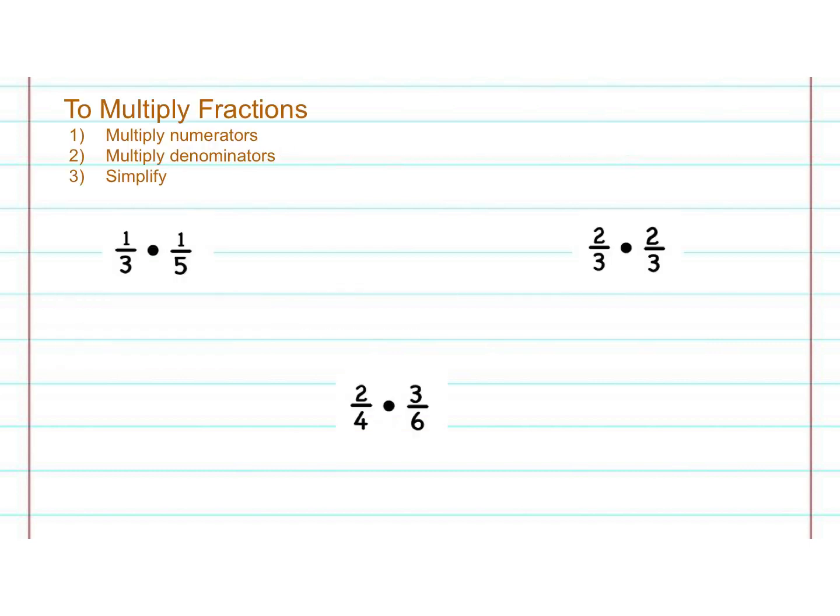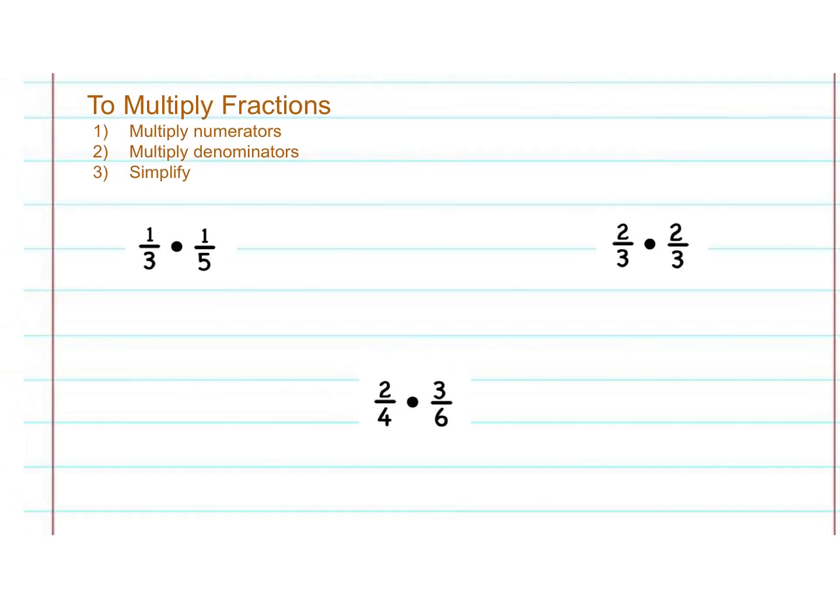When we multiply fractions, we do not need to find a common denominator. We literally multiply our numerators, multiply our denominators, and simplify. That is that. If you do find a common denominator, it's just more work and more simplifying at the end, but really you do not need to.